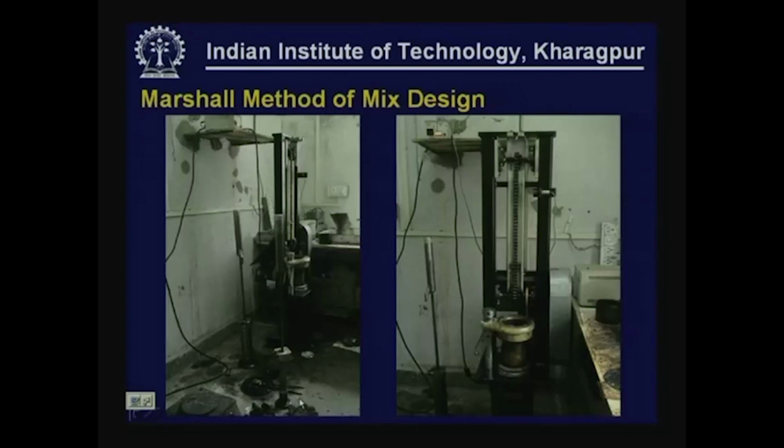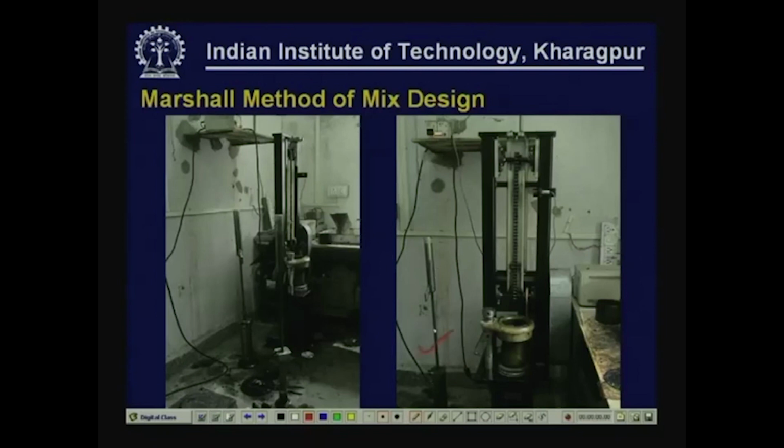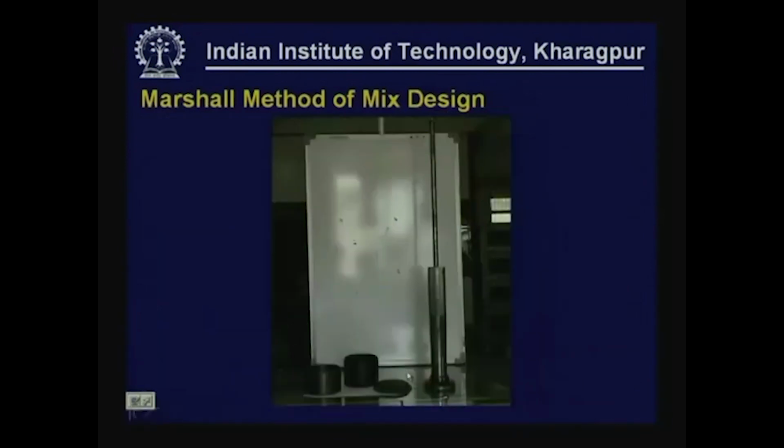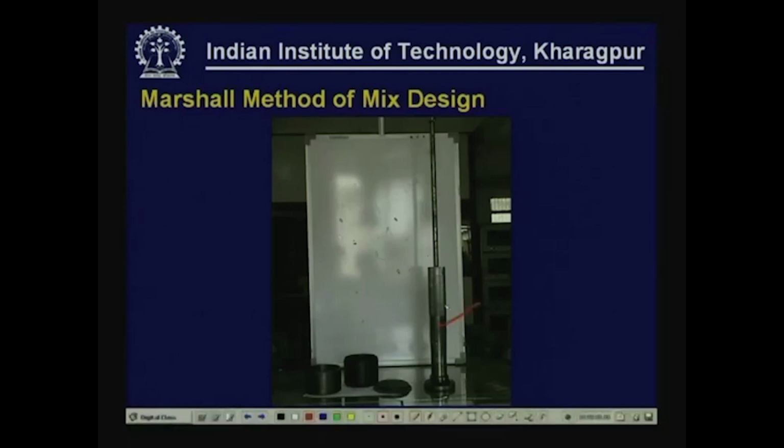You see two different photographs of an automated Marshall compaction equipment. On the left hand side, this is the hammer, and this is an arrangement using which you can set the number of blows that you want to apply, and then the hammer gets lifted up and repeatedly dropped, and this is where the mold is fixed. This is a manual Marshall hammer, and these are molds, base plate.